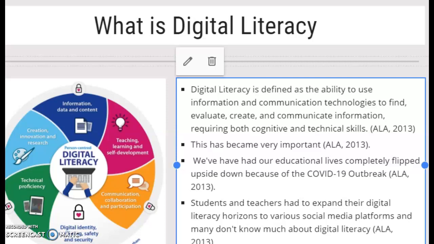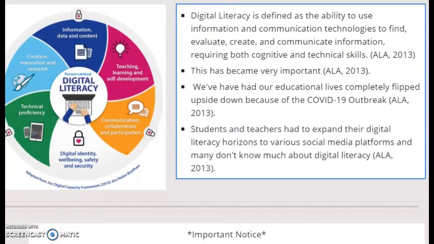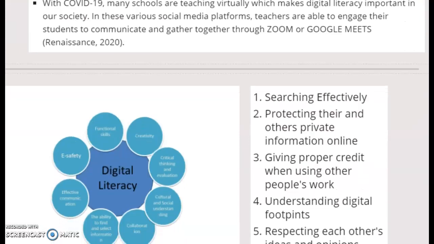Due to the recent COVID-19 outbreak, students and teachers have had to expand their digital literacy horizons to various social media platforms, and many of them before the COVID-19 outbreak just really did not know much about digital literacy.